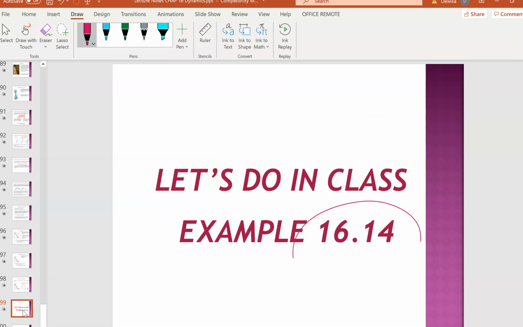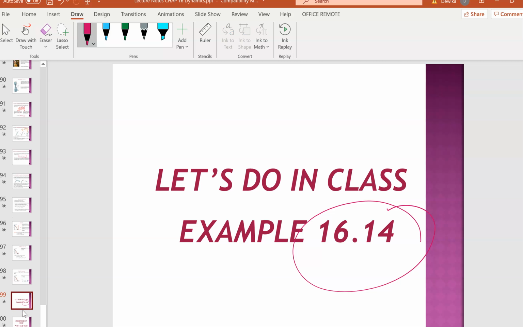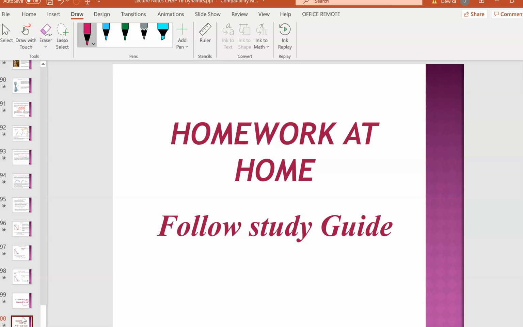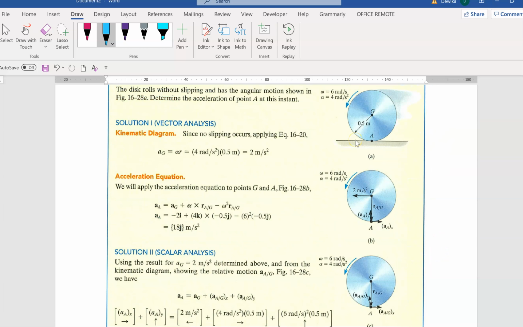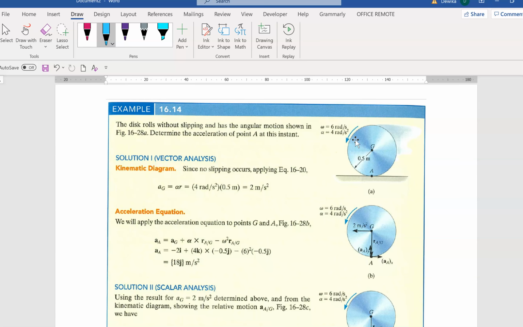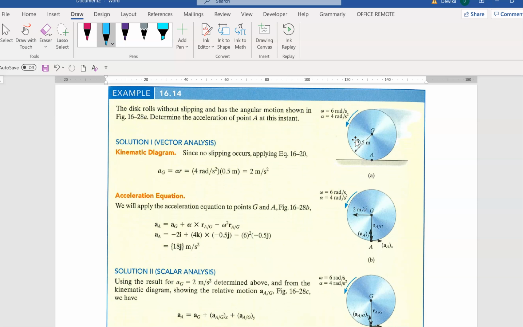So I'm going to go into example 16.14 from your textbook, page 377, and this would be the end of the chapter. After explaining the example, you just need to do the questions in the study guide. So I'm looking at example 16.14, textbook page 377.